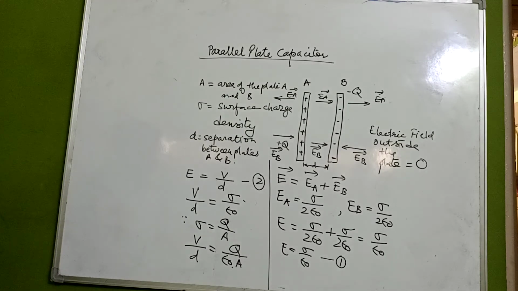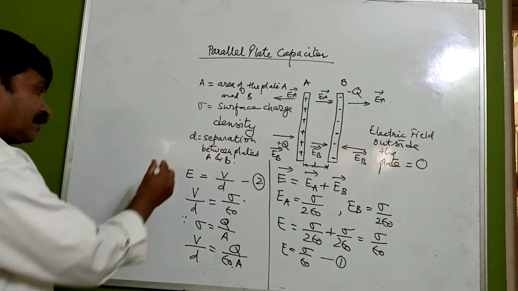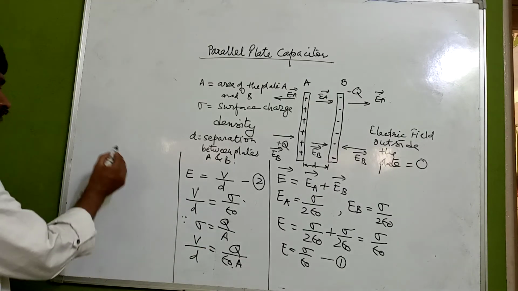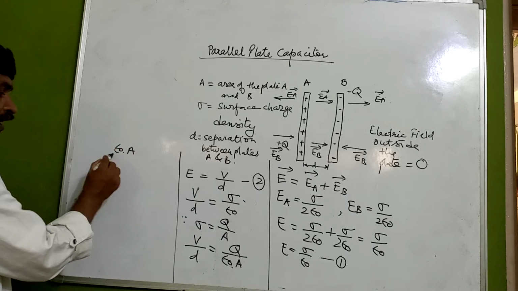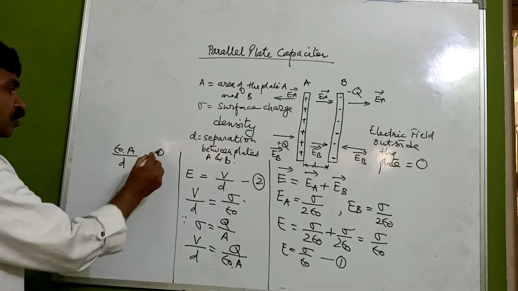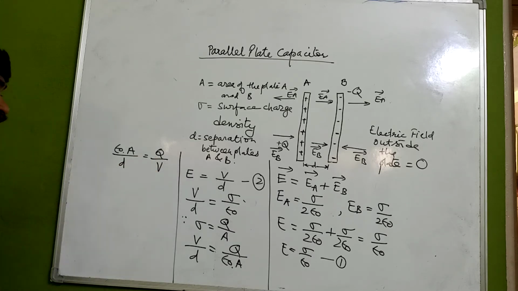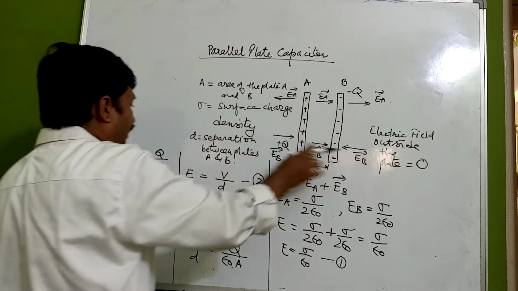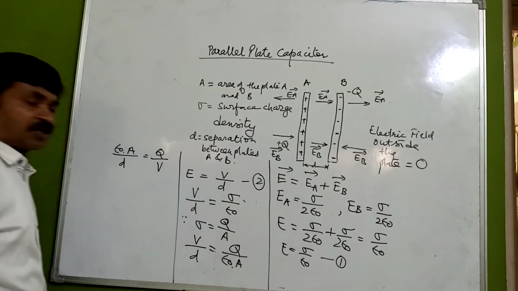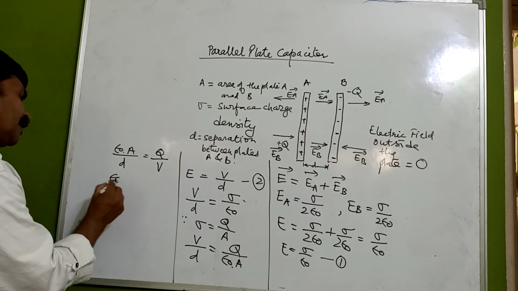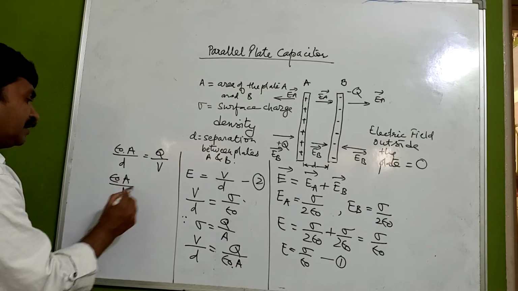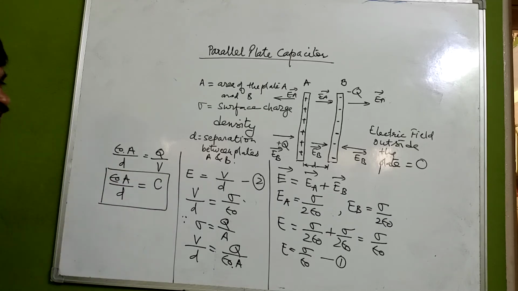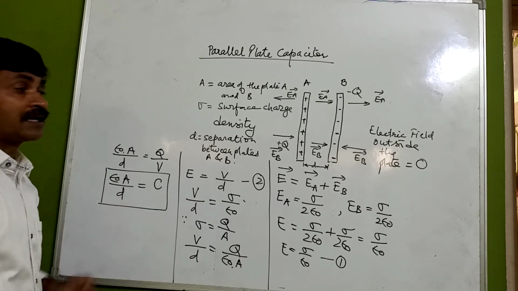So here we get the relationship epsilon naught into A upon D equals Q upon V. Q upon V means the capacitance. The potential is V and the charge given is Q. So finally, epsilon A upon D equals the capacitance. This is the relationship for the parallel plate capacitor.